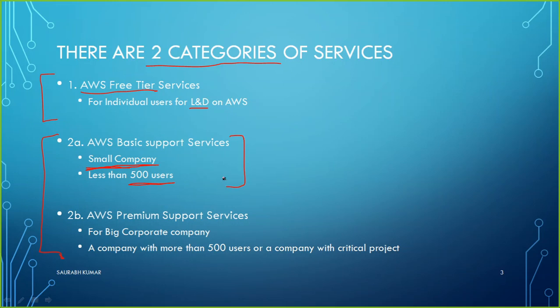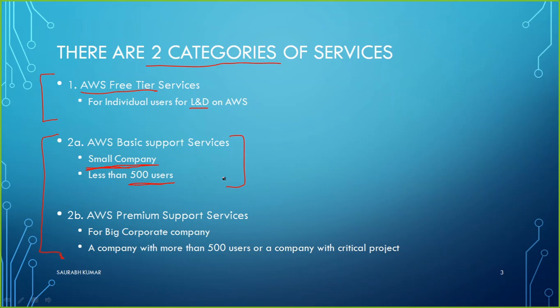For example, I'm just giving an example, they will tell you that you will have support from morning 9 to evening 9, or maybe from morning 7 up to evening 9, something like that. There will be some terms and conditions. But for a small company, having up to 500 users, maybe 20 users, 30 users, 100 users, 200 users, they will definitely go for the AWS basic support services. It will be a bit cheaper compared to the premium one.